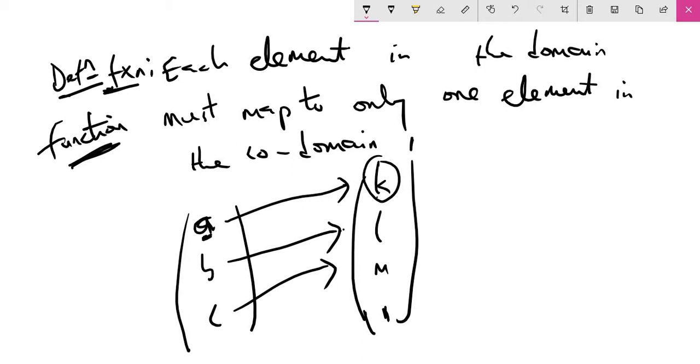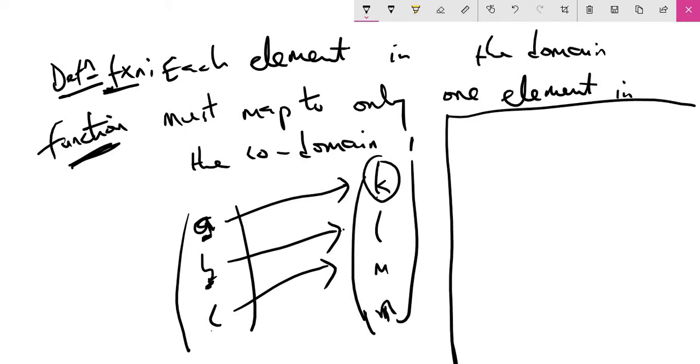So what's the result that A will give you after going through the machine? It will only give you K, one value. What's the result that B will give you after going through the function? It will give you L, one value. Similarly, C will give you M, one value. Okay? Now, what if we have something like this?